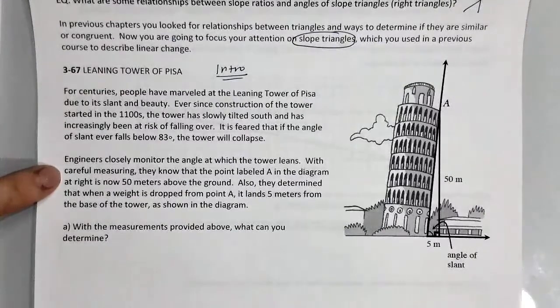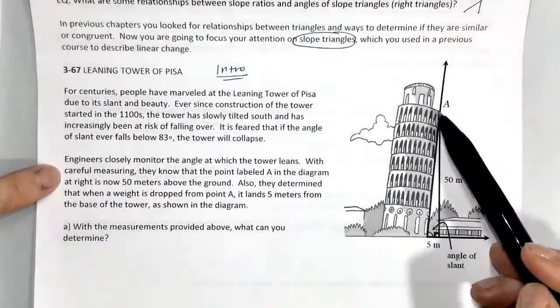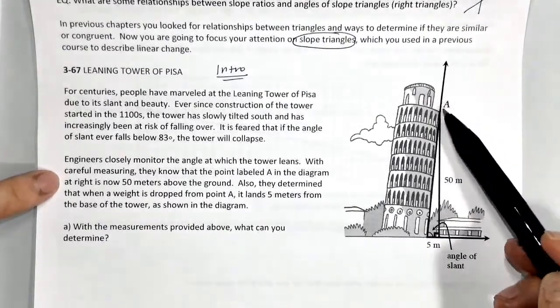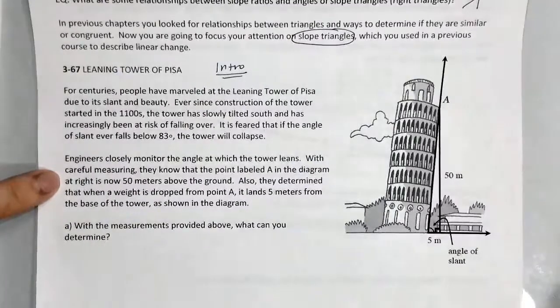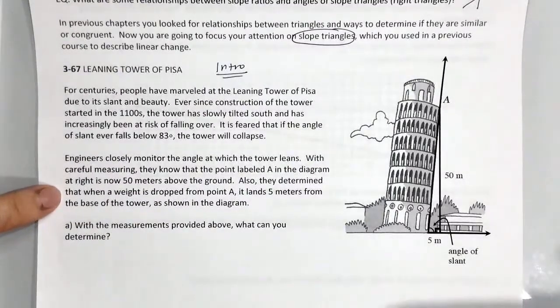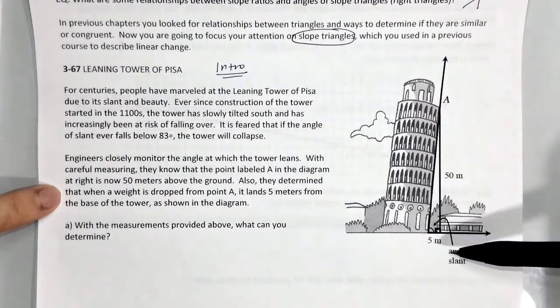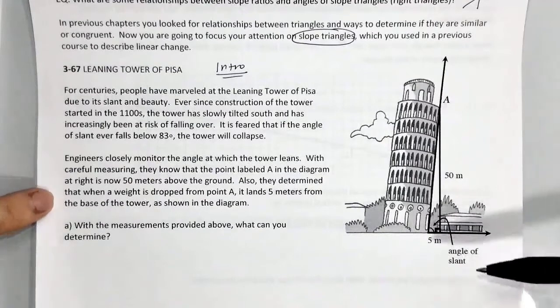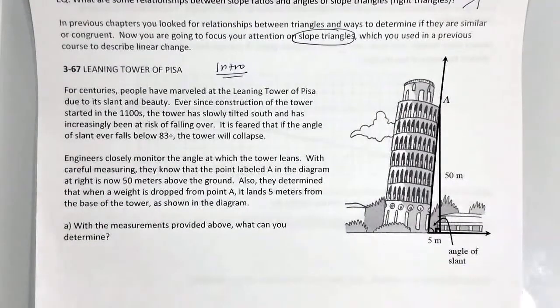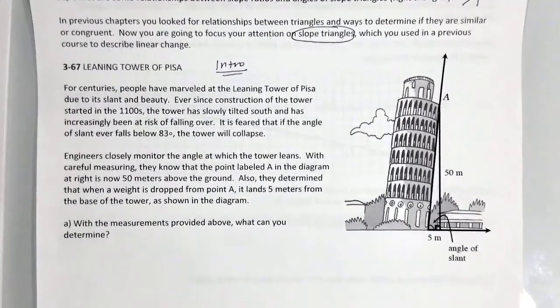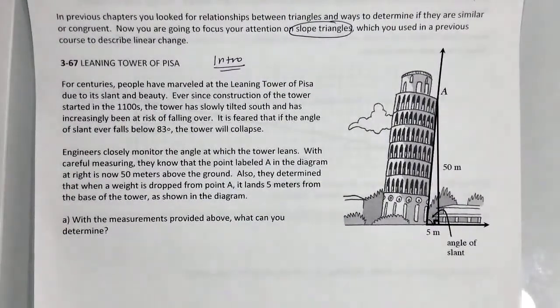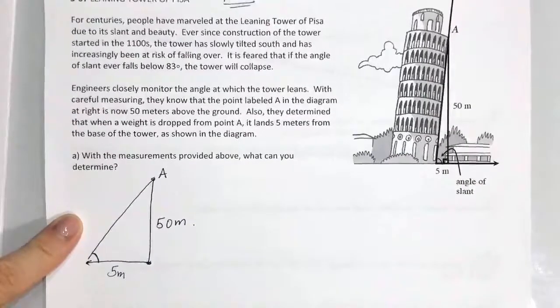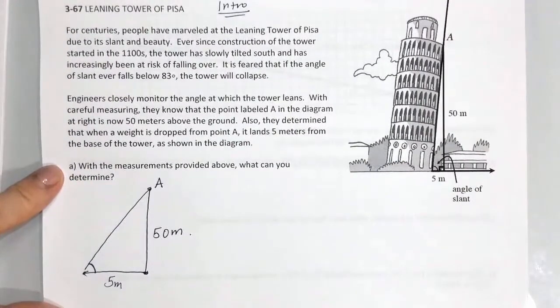With careful measuring, they know that the point labeled A in the diagram at right is now 50 meters above the ground. Also, they determine that when a weight is dropped from point A, it lands 5 meters from the base of the tower, as shown in the diagram. You may pause the video and read over this on your own if you need to. But the first question I want you to try answering is, with the measurements that are given above, what can you determine? Here are some hints to help you answer part A.